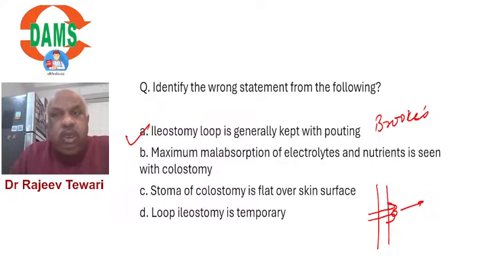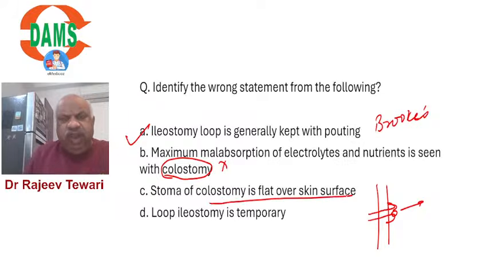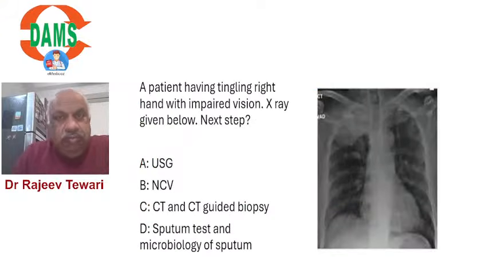Maximum malabsorption: electrolyte malabsorption is more when the stoma is more proximal, like duodenum has maximum loss, then jejunum, then ileum, then colon. So in a colostomy, the fluid loss and electrolyte loss is least actually. Stoma is usually flat, okay, flat or slightly elevated, that's correct. And loop ileostomy generally is temporary, that's correct. So B is wrong.